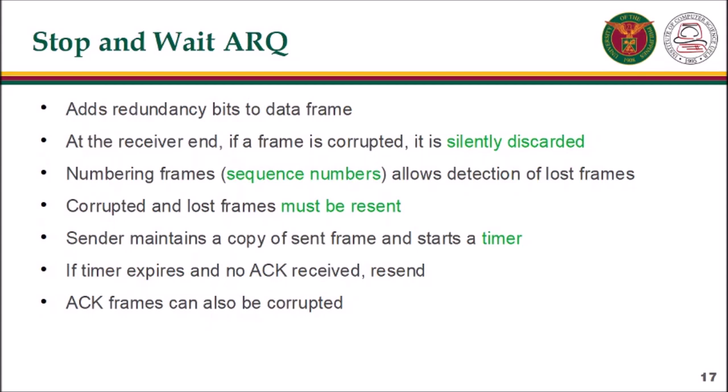The stop and wait ARQ protocol is a connection-oriented protocol that provides flow and error control. Redundancy bits are added to the data frame. At the receiver end, if a frame is corrupted, it is silently discarded. Numbering frames allows detection of lost frames. Corrupted and lost frames must be resent. The sender maintains a copy of the sent frame and starts a timer. If the timer expires and no acknowledgement is received, resend the frame. Acknowledgement frames can also be corrupted.